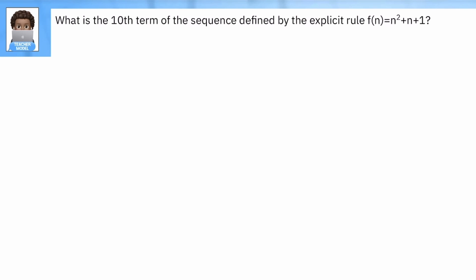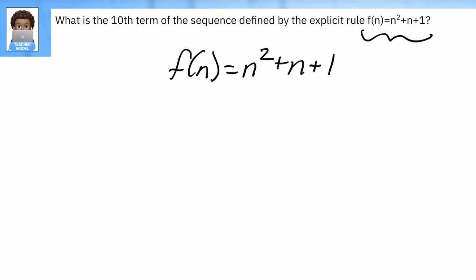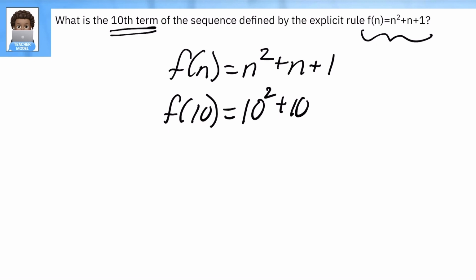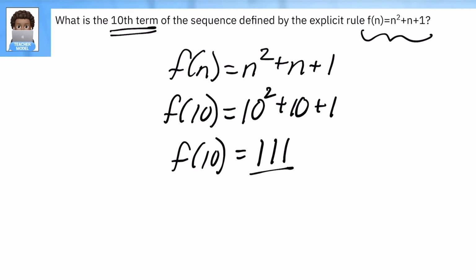Once you have an explicit rule, you can figure out the number for any n in the sequence. So for example, in this model, I have f(n) is equal to n^2 + n + 1. So if I wanted a 10th term, f(10), all I'm going to do is substitute and evaluate. So f(10) is equal to 111. Hit pause and jot this down into your notes.